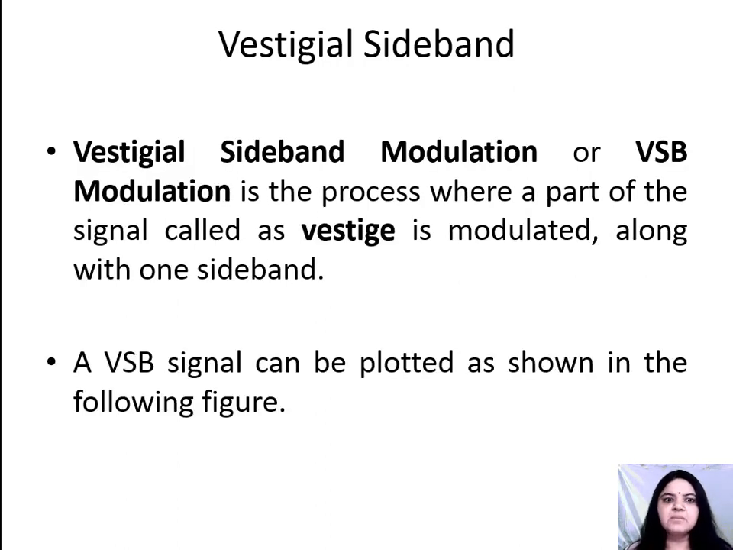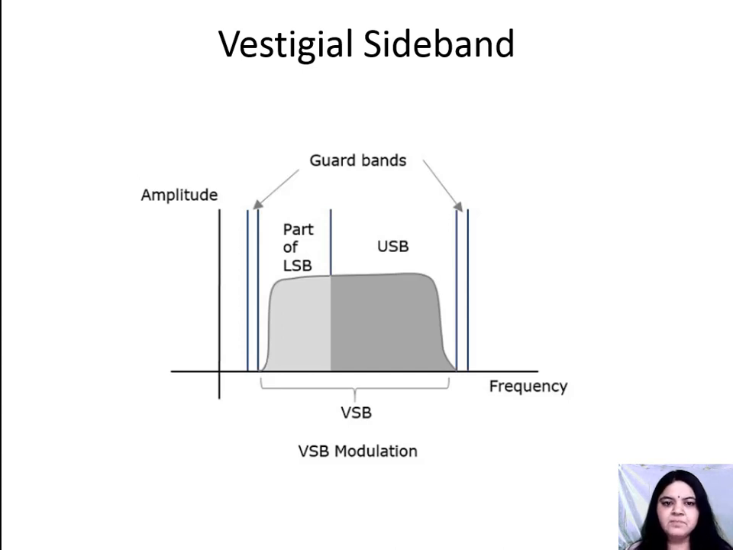Vestigial sideband modulation, or VSB modulation, is the process where a part of the signal, called the vestige, is modulated along with one sideband. A VSB signal can be plotted as shown in the figure. Here you can see the spectrum having the two frequency bands. This is the USB. So what are we doing? The whole USB we are transmitting.